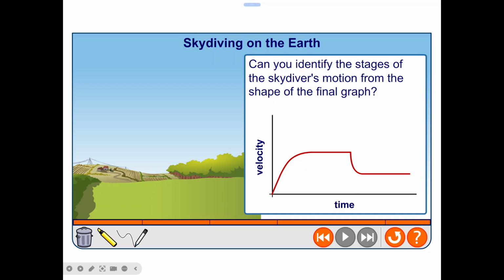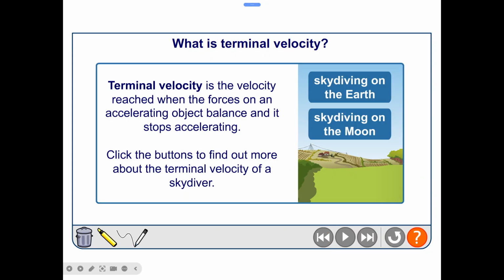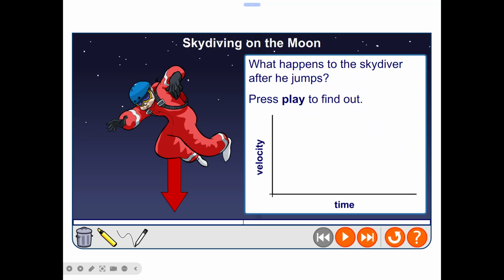Okay. Let's look at another example. Skydiving on the moon. If you skydive on the moon, what would happen? What would you expect the velocity-time graph to be? If you're going skydiving on the moon, what would the velocity-time graph be? Jessica, what do you think?